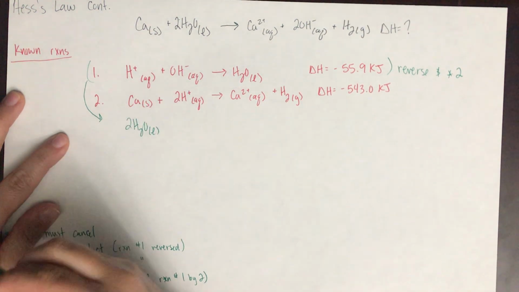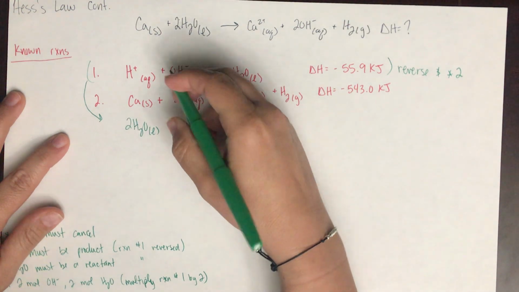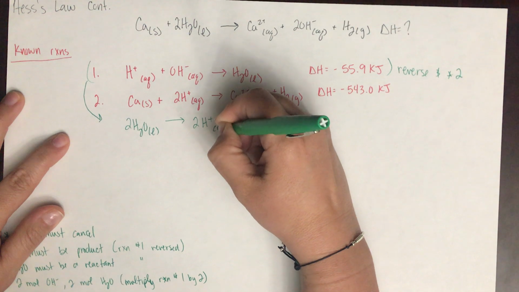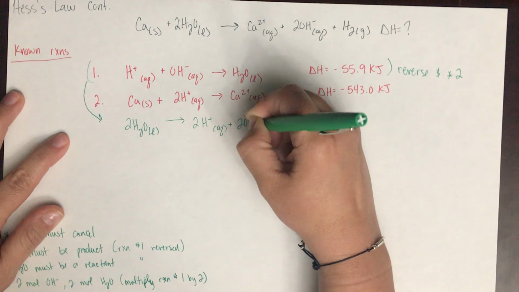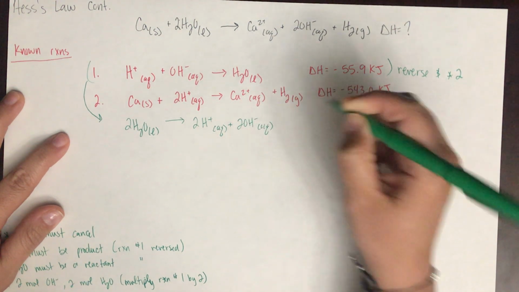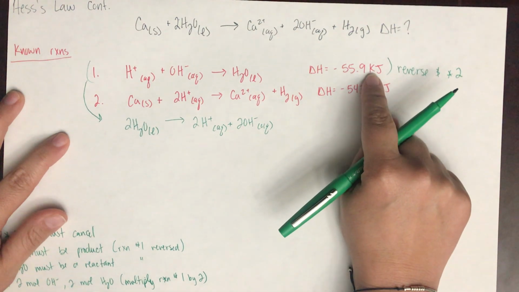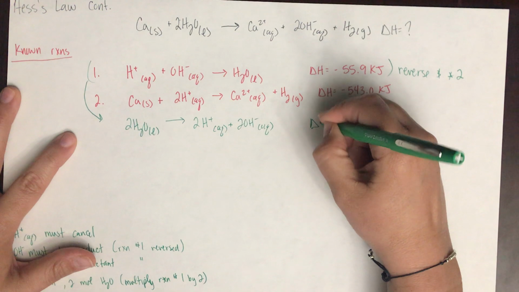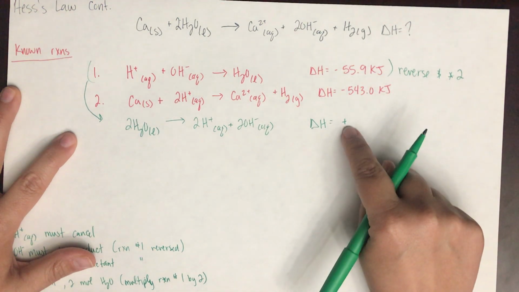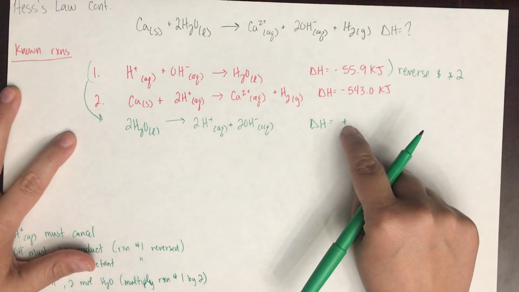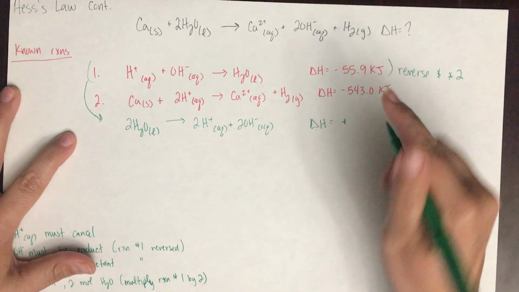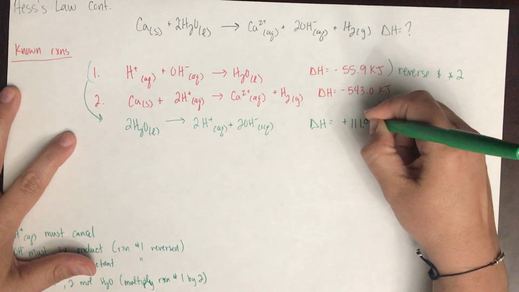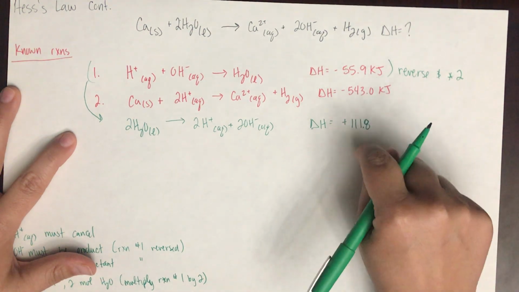2H2O liquid produces 2 hydrogen ions plus 2 hydroxide ions. And the enthalpy change is going to have the opposite sign and multiplied by 2. So I'm going to write delta H equals positive. This positive sign is not needed. Anytime there's nothing there, it's implied that it's positive. But I'm putting it just so we are really sure that we've made that change.